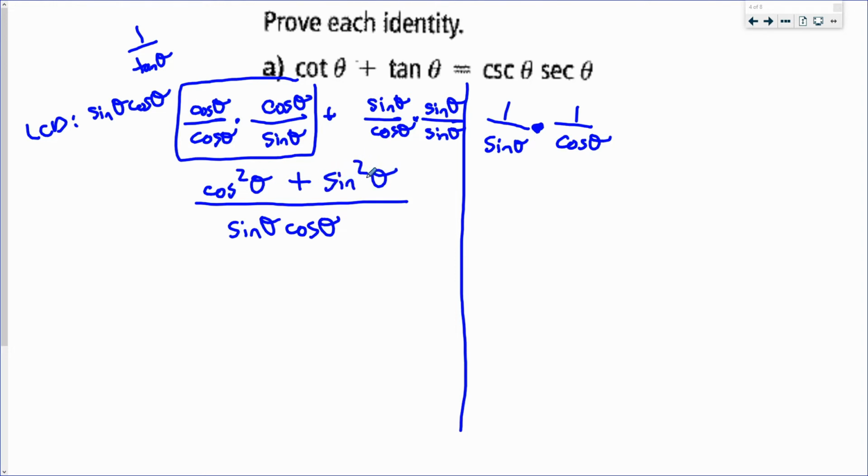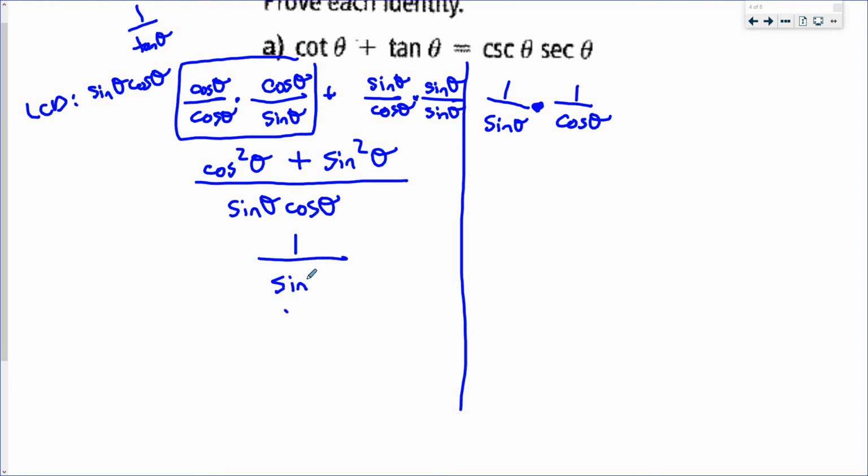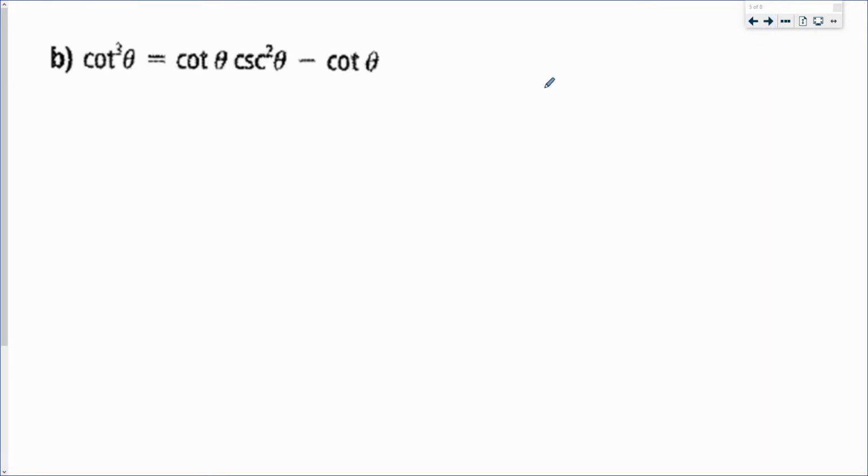Well, this is our famous identity that we just learned today. Cos squared theta plus sine squared theta is 1. So you have 1 over sine theta times cos theta. And that's equal to the right-hand side. So yay! You get another smiley face. And we are 1 slide closer to the end.